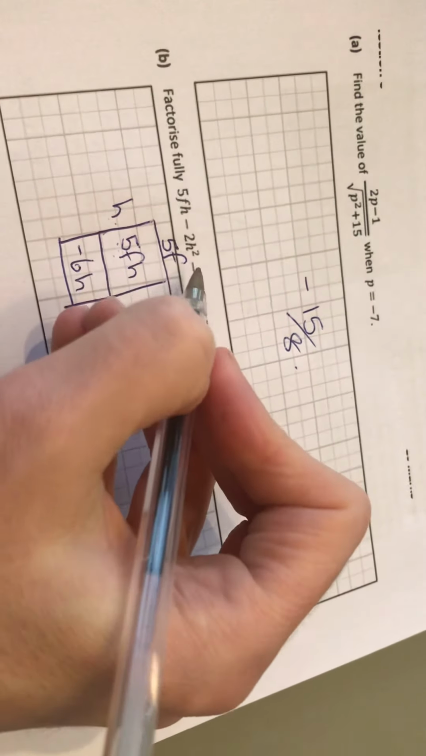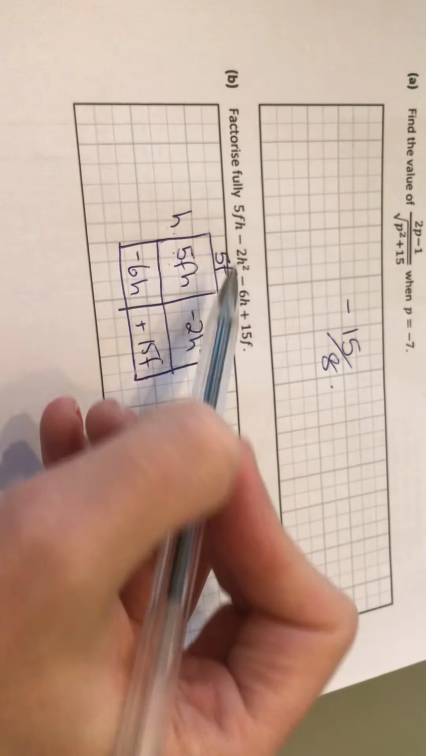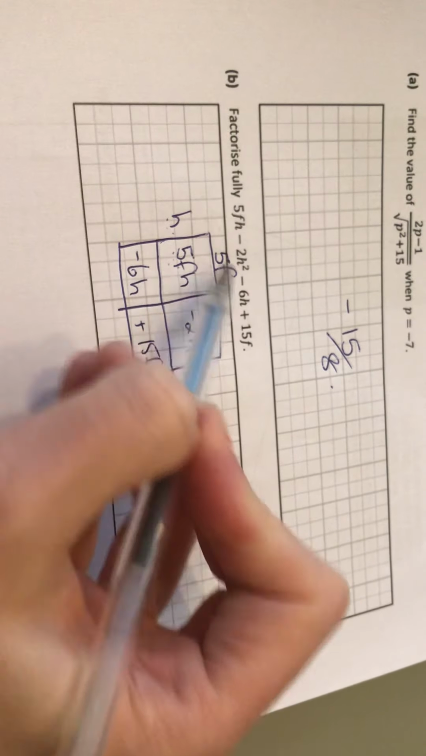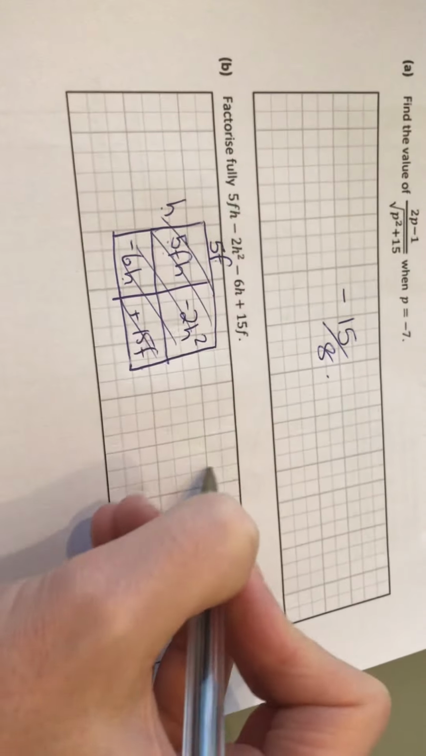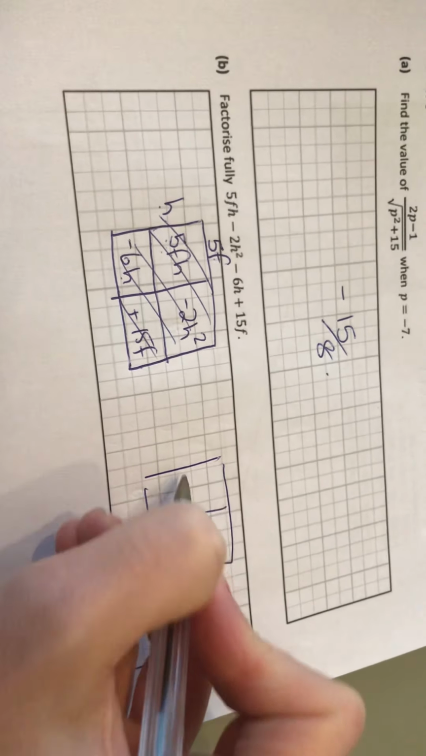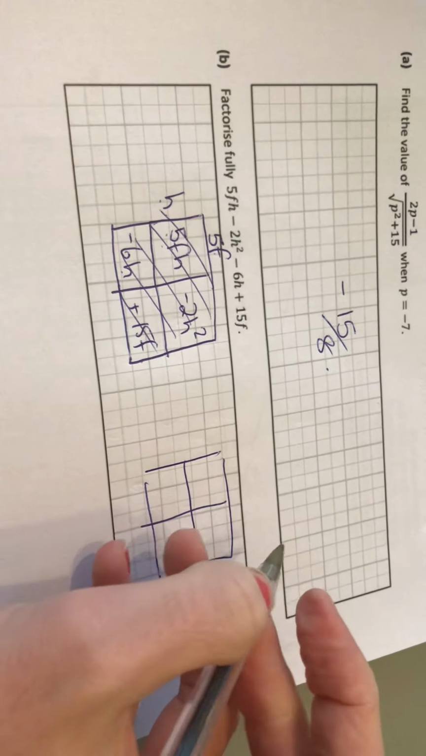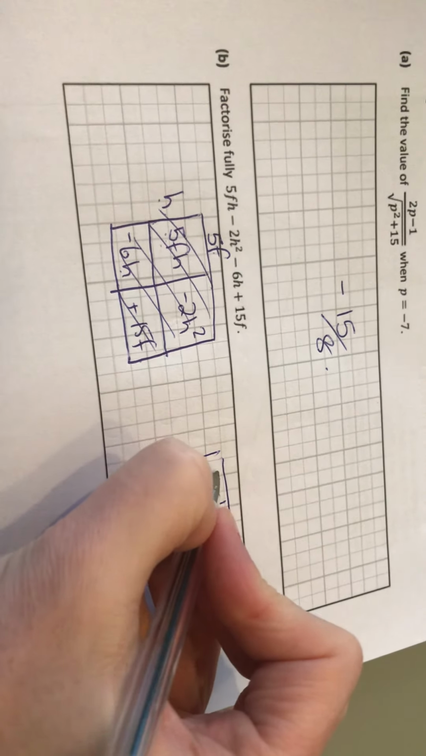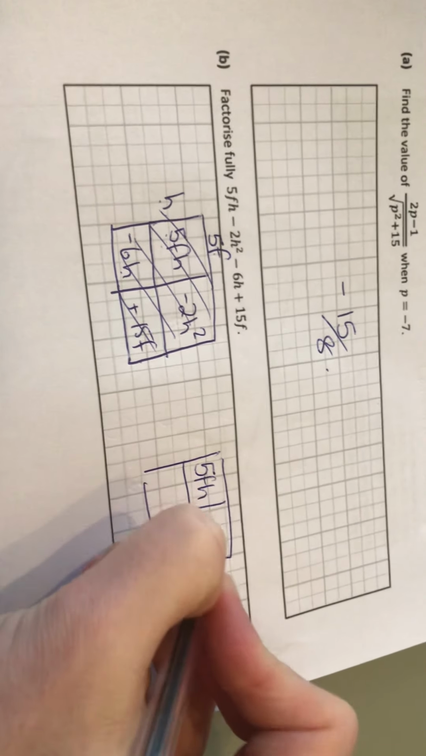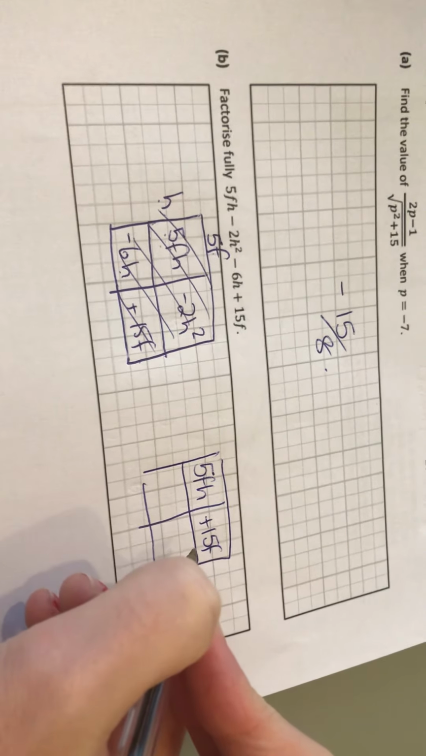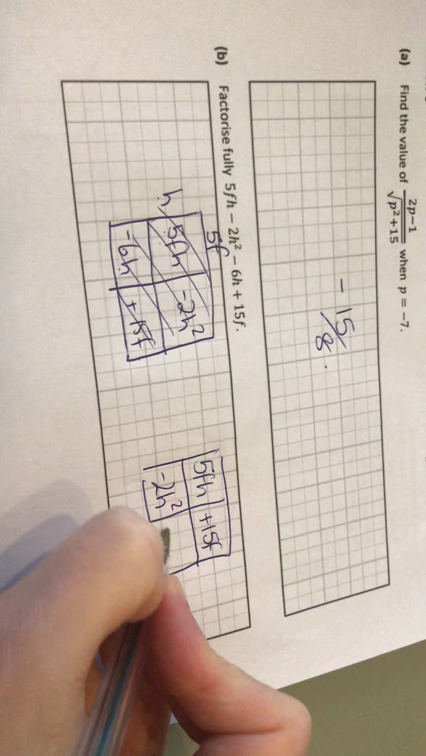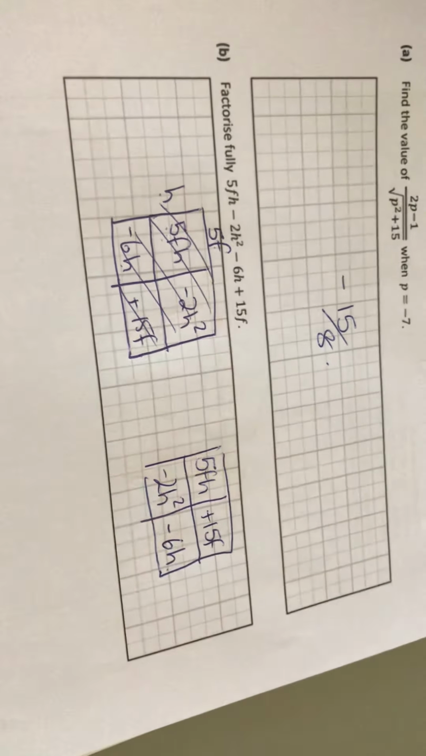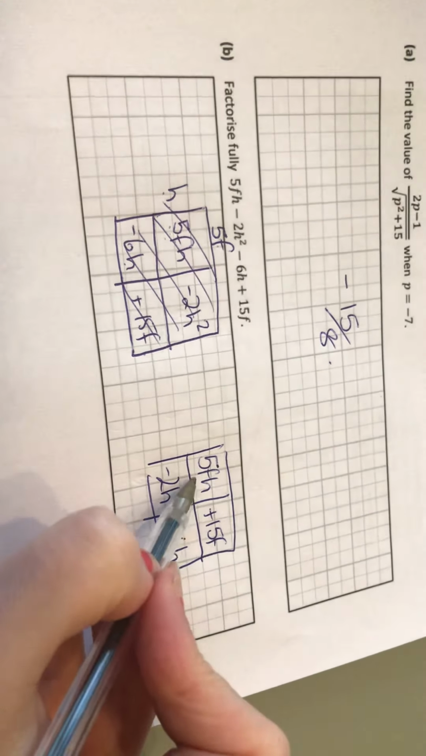If you multiply, okay, so if we multiply that by that, we end up with that. What would we multiply 5f by to end up with a, no, it's just not working. So I'm going to go again, and I'm going to put them in a different order. I'm going to put them in maybe 5fh plus 15f, maybe minus 2h squared minus 6h. I don't know, I'll move it around again if I need to.